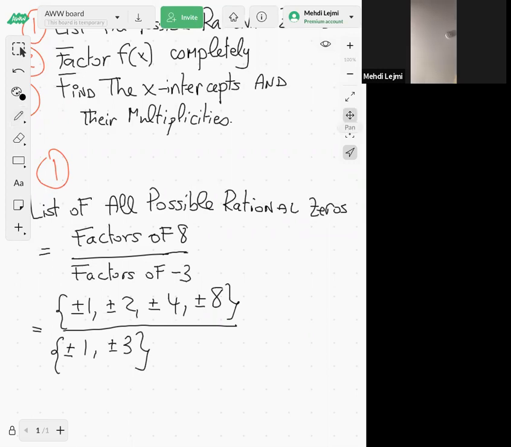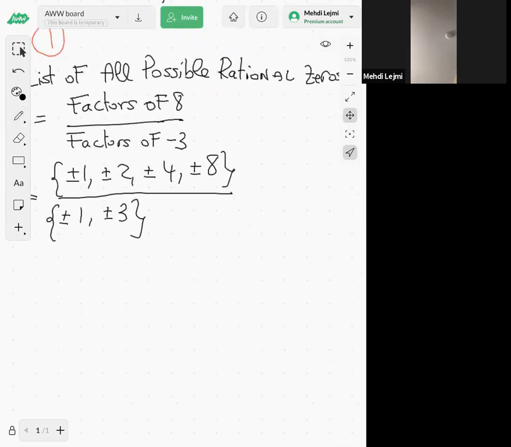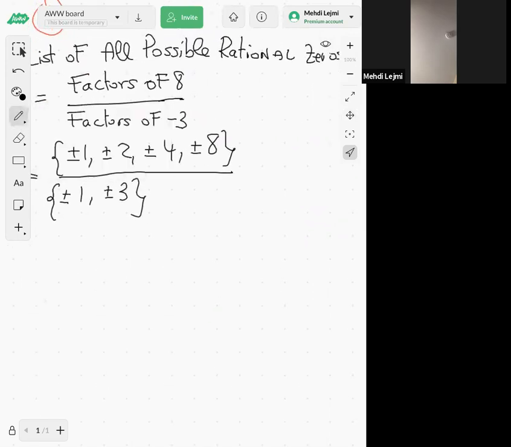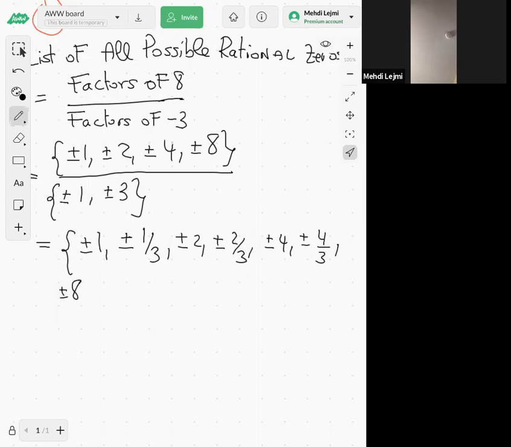Then you have to divide each of the factors of the top by the factors of the bottom. So 1 divided by 1, plus or minus 1. 1 divided by 3, that's 1/3. 2 divided by 1 is 2. By 3, it's 2/3. 4 by 1, 4. By 3, 4 over 3. And then 8 by 1, that's plus or minus 8, and then plus or minus 8 over 3. So this is the list of all possible rational zeros.